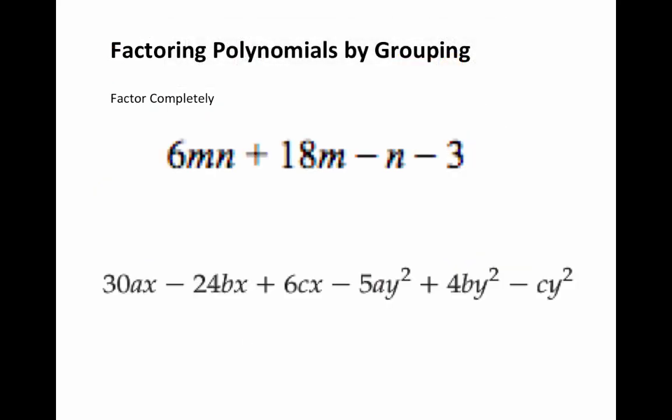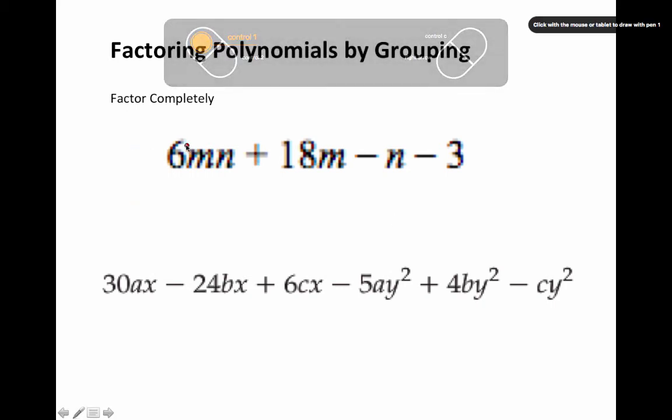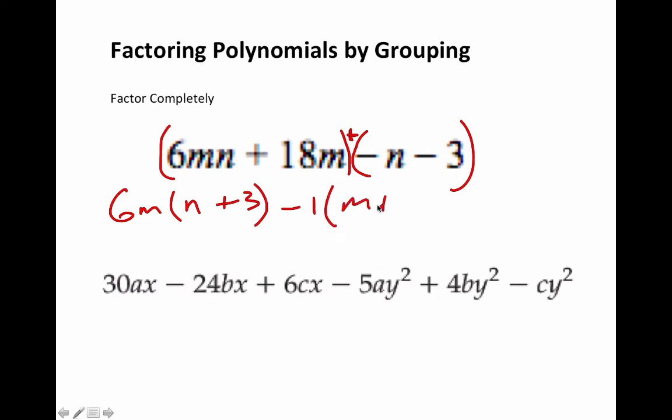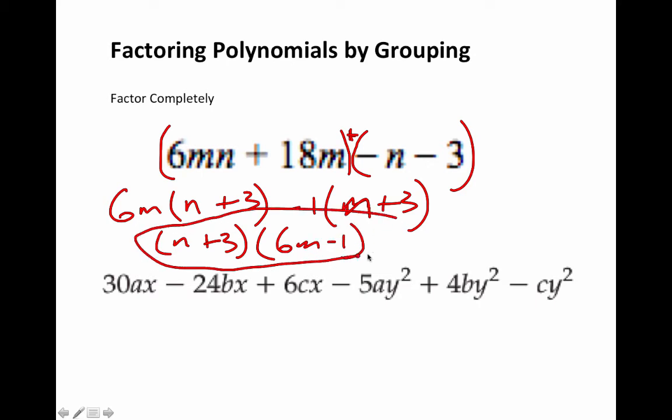Next one, factor by grouping. We want to group again. We want to do the same thing that you did back when we did the other one, and this gets a plus in there. Remember, I'm going to leave that m there. So I take a 6m, and then I'm at n plus 3. Take out a minus or a minus 1, as the case may be, and n plus 3. Now the n plus 3 comes out, 6m minus 1, and there you go.